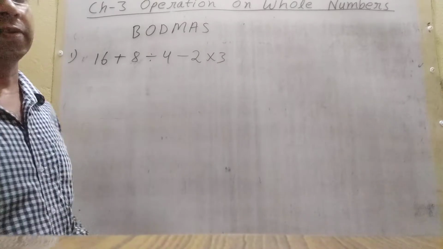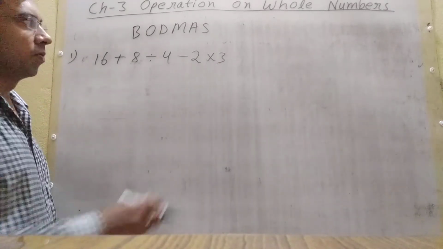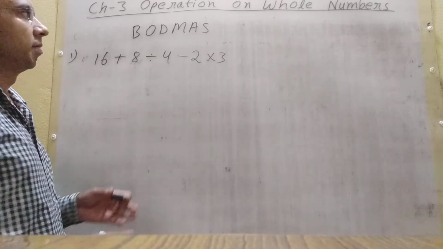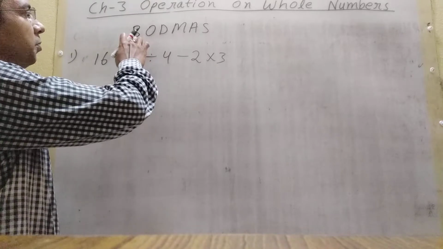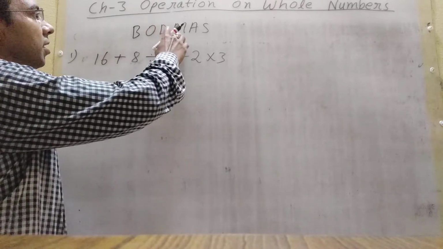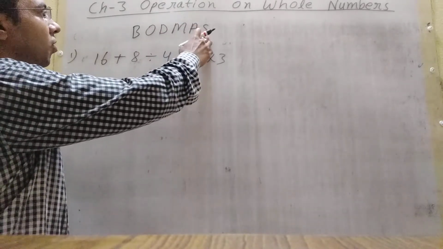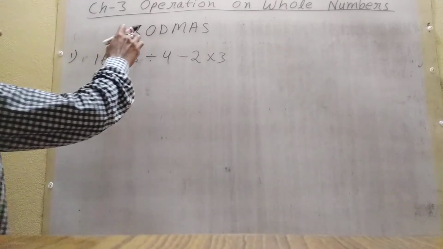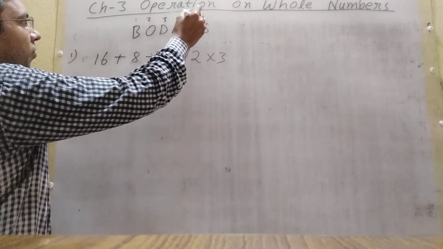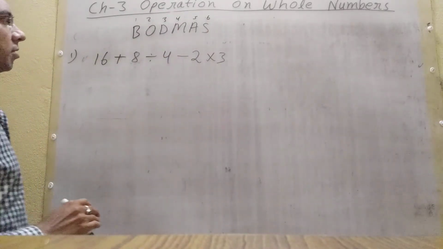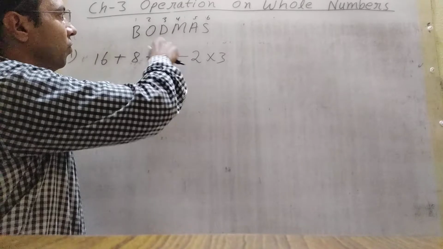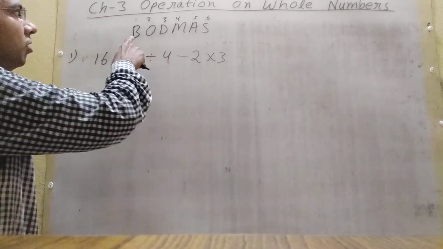So how to solve this type of question? We follow the BODMAS rule. This B stands for bracket, this O stands for of, this D stands for division, M for multiplication, A for addition, S for subtraction. So we follow this order only. 1, 2, 3, 4, 5, 6. Suppose any of the operations is not there, what do we do? We skip that operation, but we follow only this order.